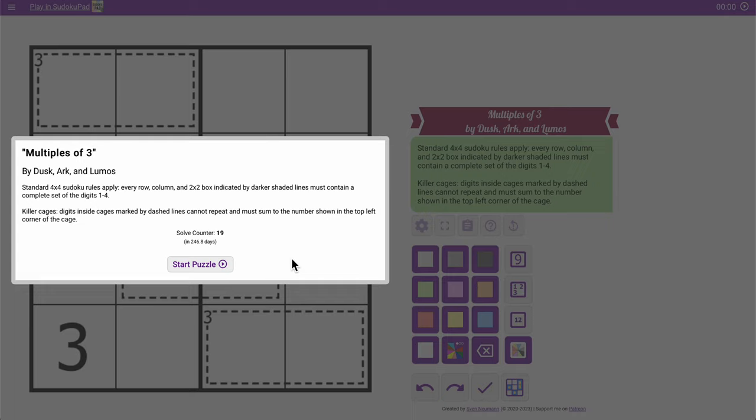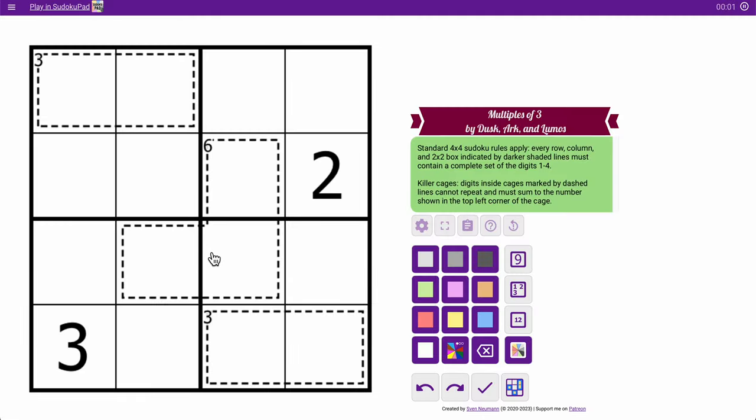This one is called Multiples of 3. It's just a 4x4, so it should be relatively quick. Every row, column, and 2x2 box indicated by these very thick black lines, which I'm going over with my cursor, must contain a complete set of the digits 1 to 4, and then there's some killer cage rules. So these three digits sum to 6, this has two digits that sums to 3. That's pretty much all that goes on there.